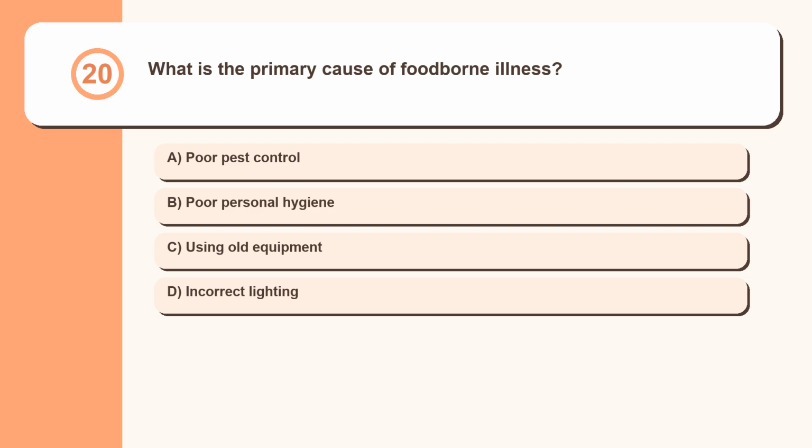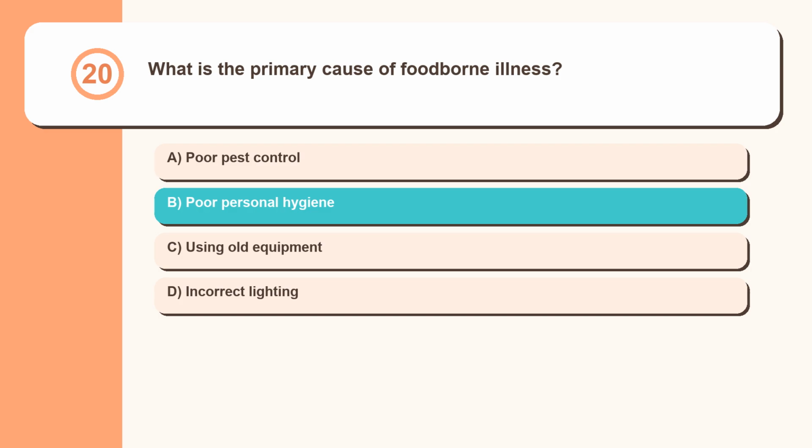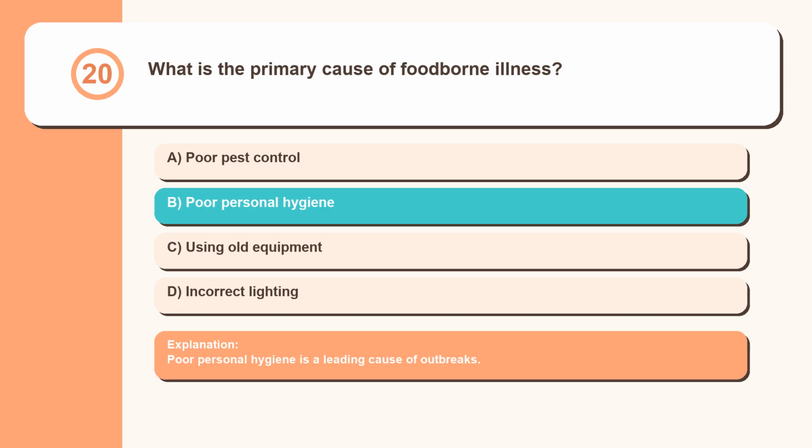Question 20. What is the primary cause of foodborne illness? Poor pest control, poor personal hygiene, using old equipment, incorrect lighting. Poor personal hygiene is a leading cause of outbreaks.